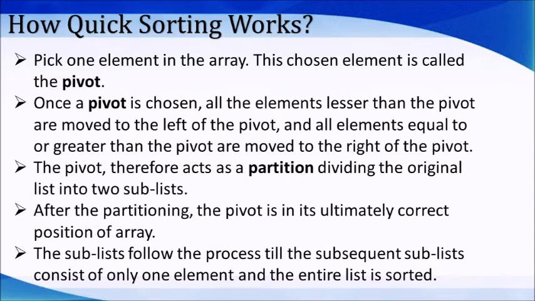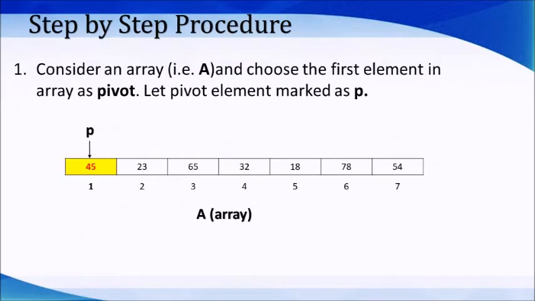The pivot is ultimately in the correct position. On the two sub-arrays, the process will be followed again until all the elements in the array are sorted. This is how quicksort works. Let us now see the step-by-step procedure taking an example.